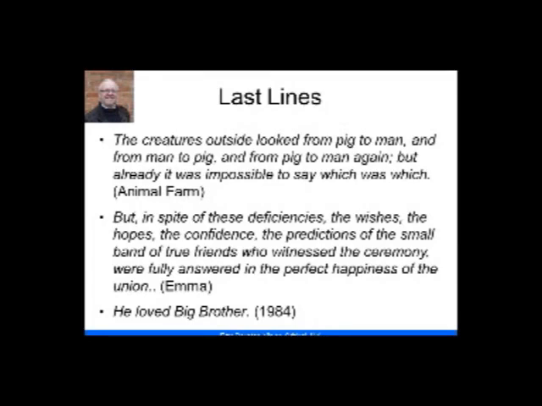But in spite of these deficiencies, the wishes, the hopes, the confidence, the predictions of the small band of true friends who witnessed the ceremony were fully answered in the perfect happiness of the union.